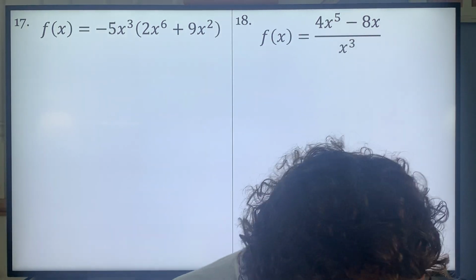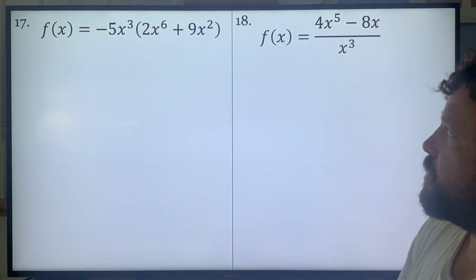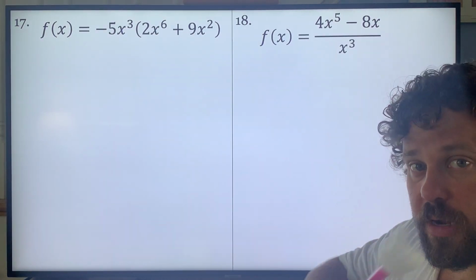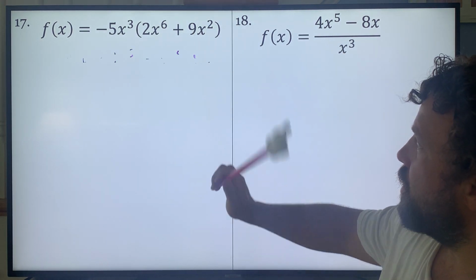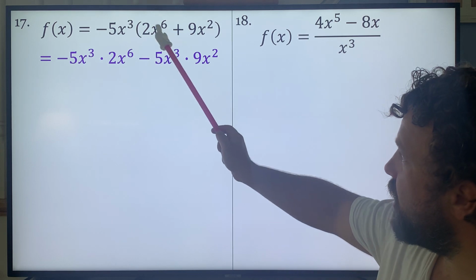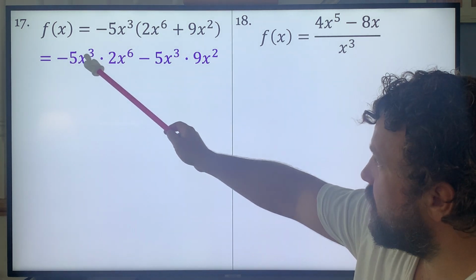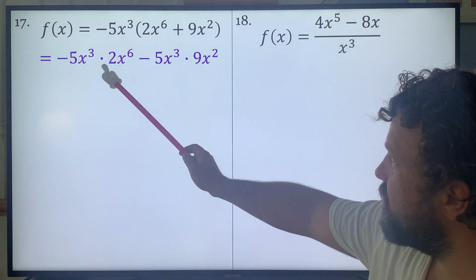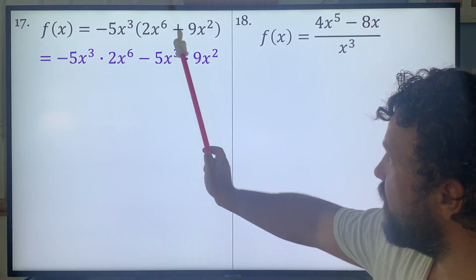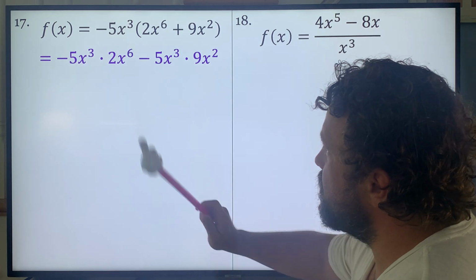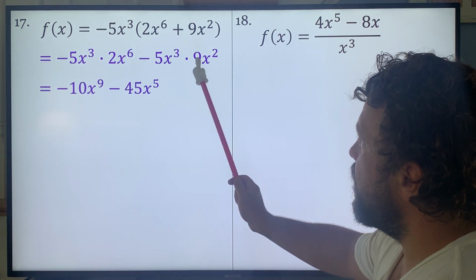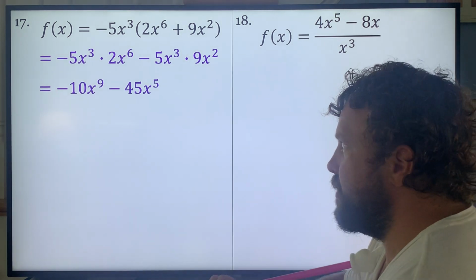Problem 17. Distribute. Don't forget to distribute. We don't know the product rule yet. That's next lesson. Remember when you multiply exponents together, you add them. So you're going to take negative 5x cubed times this, negative 5x cubed times this. Negative 5 times 2 is negative 10. 3 plus 6 is 9. Negative 45 x to the 5th.